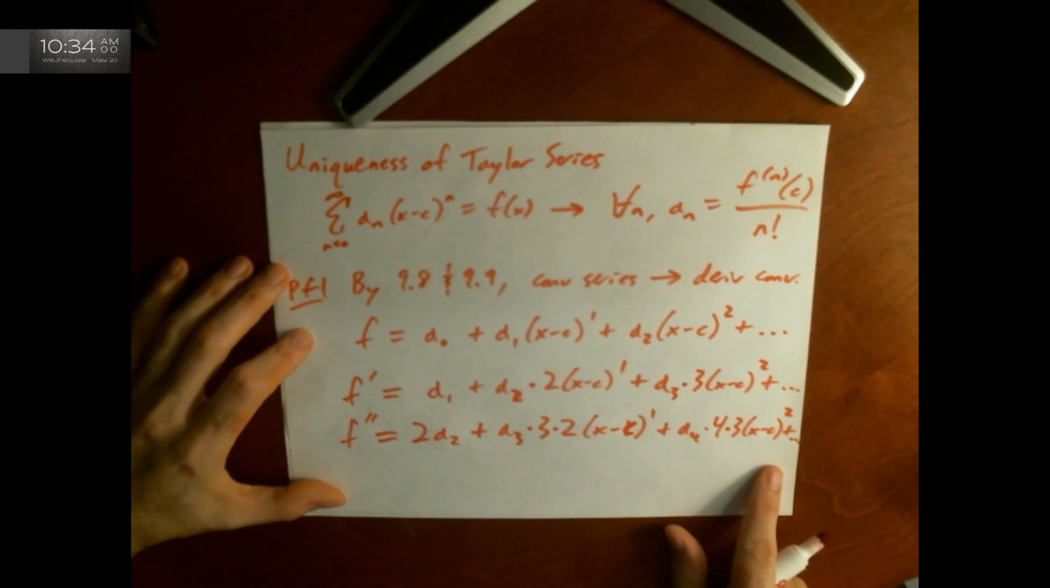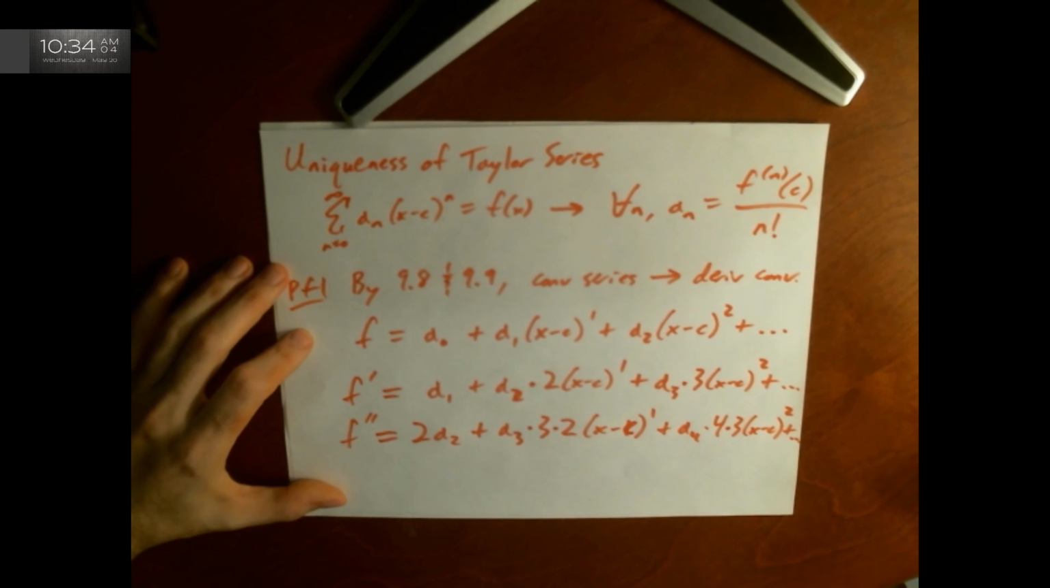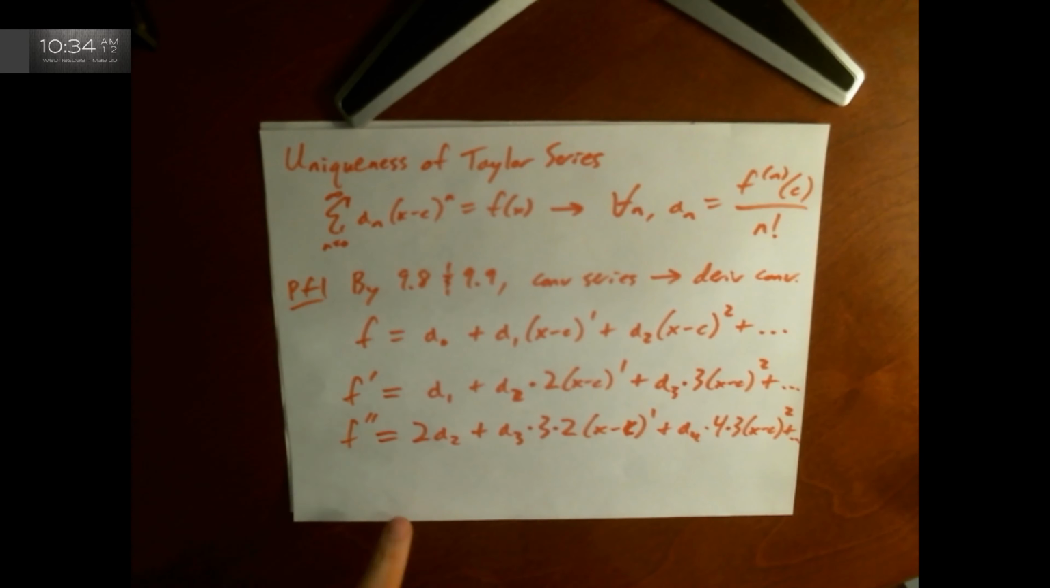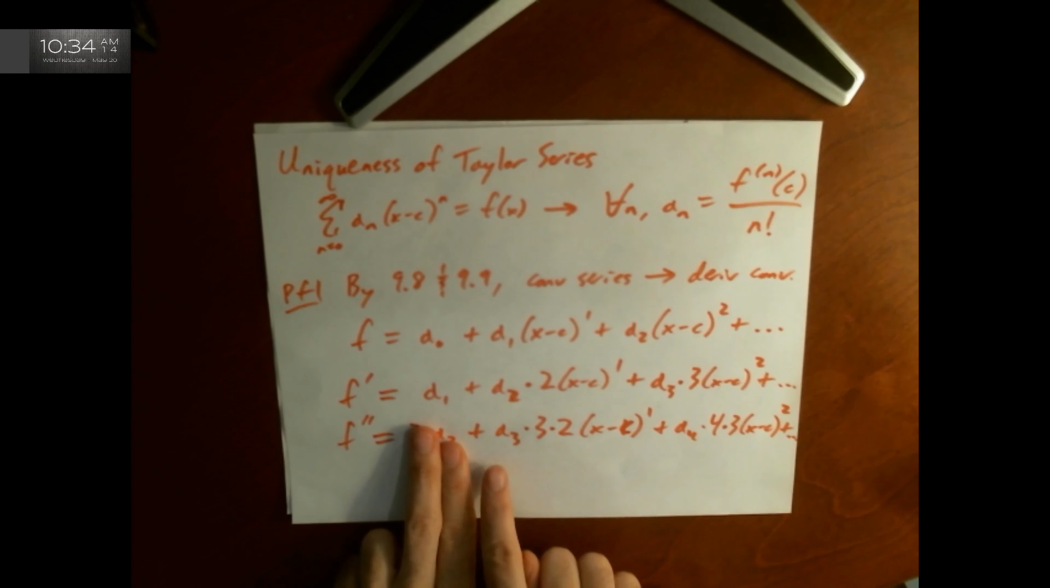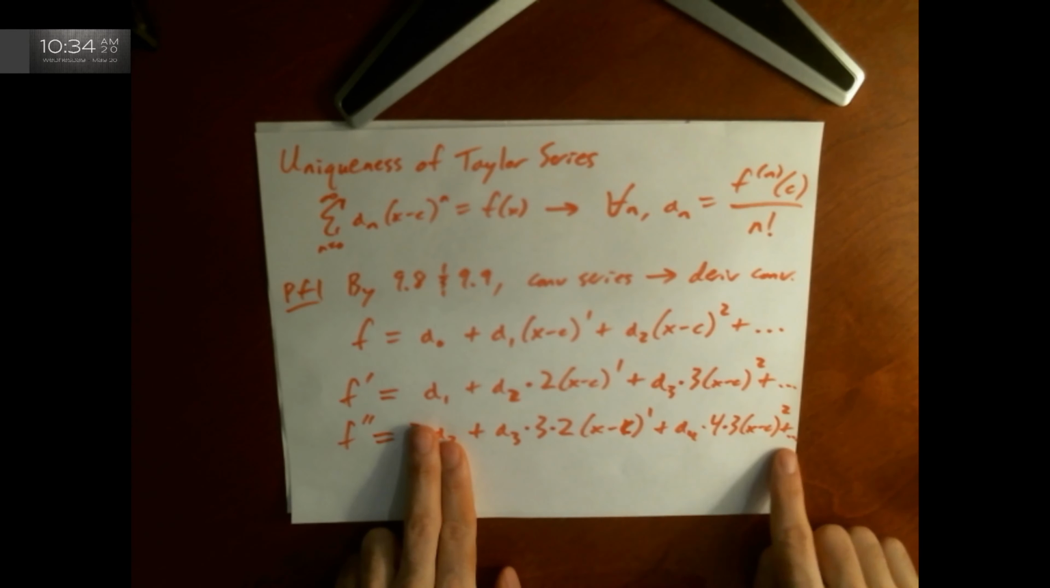For n equals 2, when I plug in x equals c, this term goes away, that term goes away, all the higher terms go away. I have only 2 factorial times a2. And you can imagine what would happen next, right? The a2 would go away. We'd get a3 times 2, which is to say a3 times 3 factorial, but all of the higher terms would still have an x minus c factor, so when x equals c, they disappear.